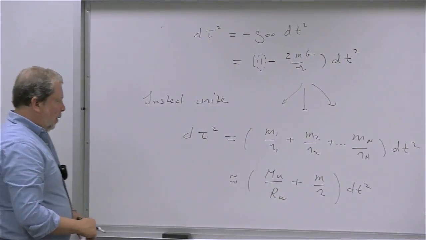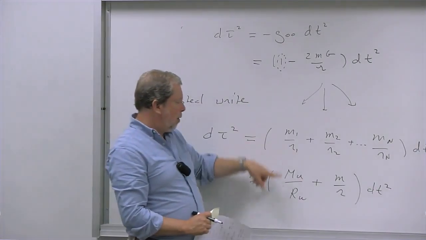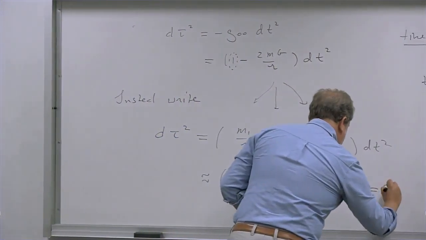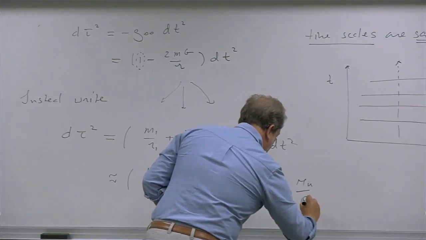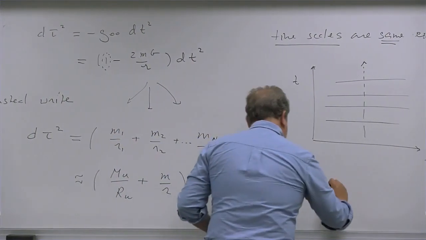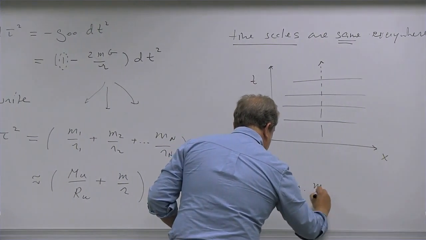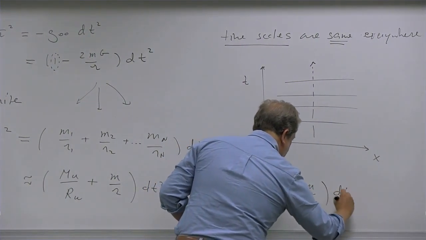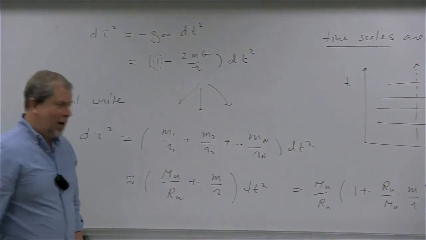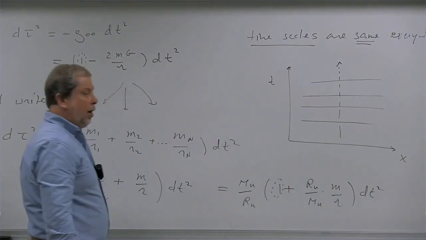And so that is somewhat different, right, from what we have up there, because the 1 has been replaced by this term. And now what we can do is we can write this as mu over ru, right, times 1 plus, and then ru over mu times m over r, and then times dt squared. And so now we've been able to bring in the 1.